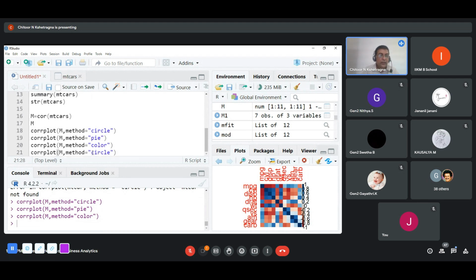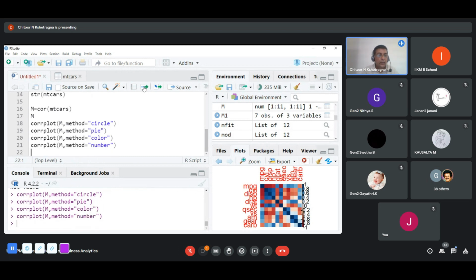For me, this color circle, I'm not able to understand, right? Let me also get this captured through number. Number. Run it, zoom it. I'll have all the numbers, right?